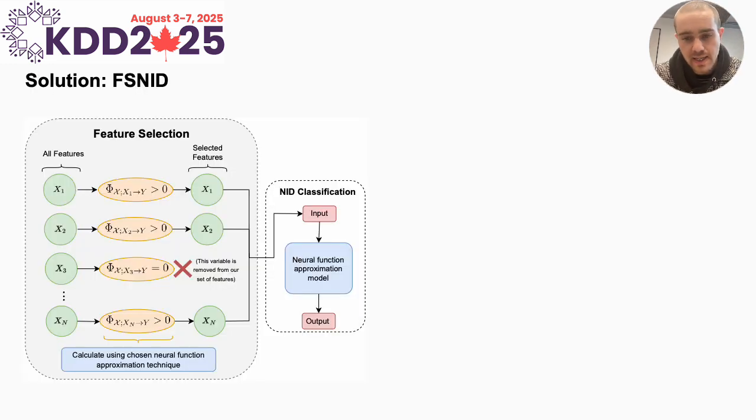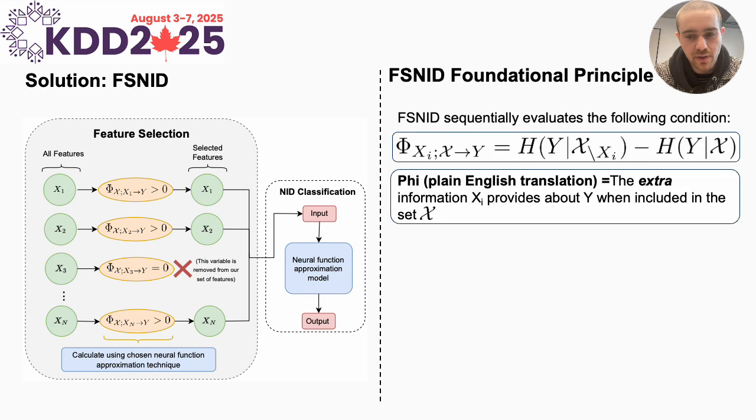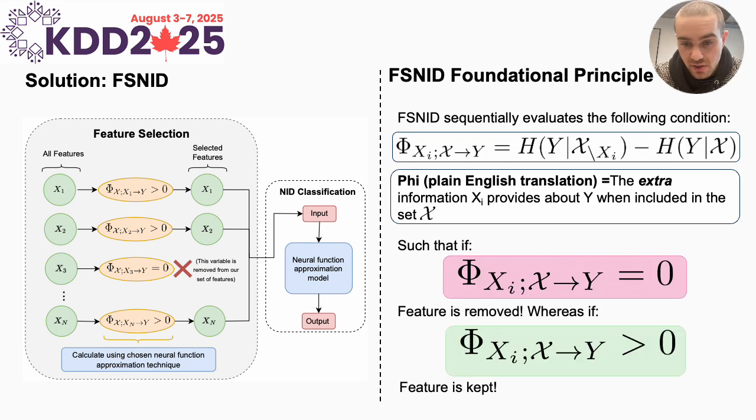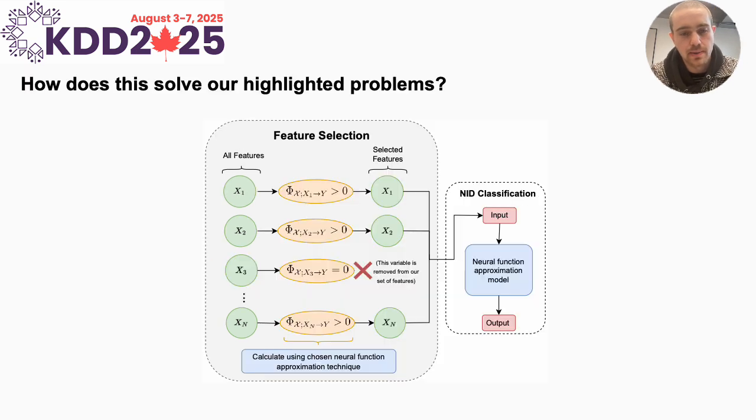Our solution is FSNID. In FSNID, we sequentially evaluate this condition, which roughly quantifies the extra information a variable xi provides when included in the set X. If this value is 0, we remove this feature. If it's larger than 0, the feature is included. How does this solve the problems we discussed?